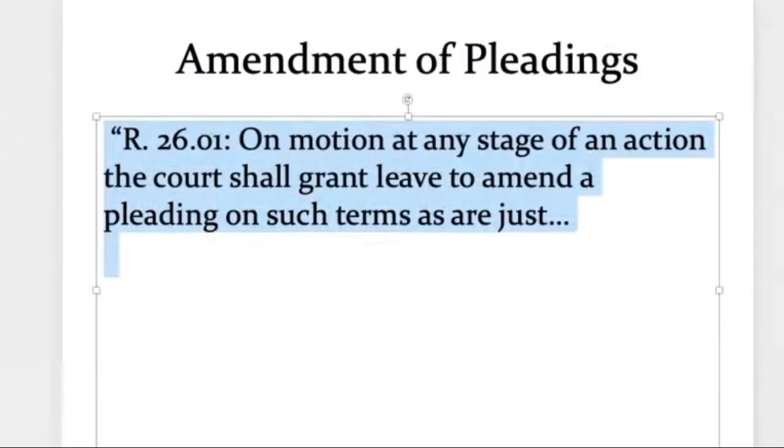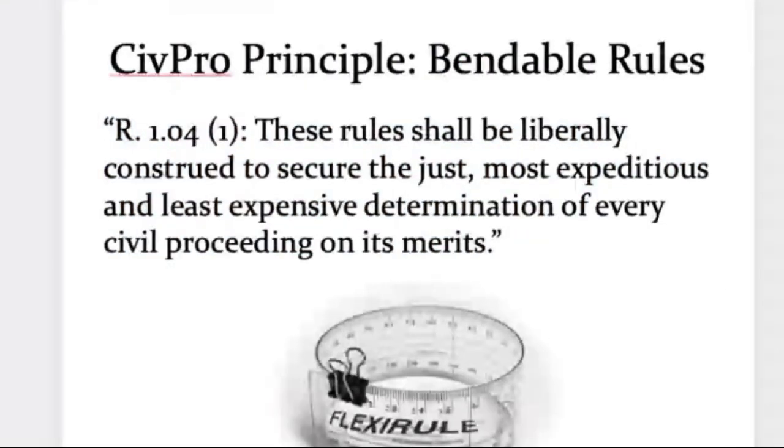Okay, so this is all part of this idea. Rule 1.04 in the Rules of Civil Procedure says that the rules shall be liberally construed to secure the just, most expeditious, and least expensive determination of every civil proceeding on its merits. And it's an idea that we'll see reflected at various points in the course material, that we're not going to be as harsh.